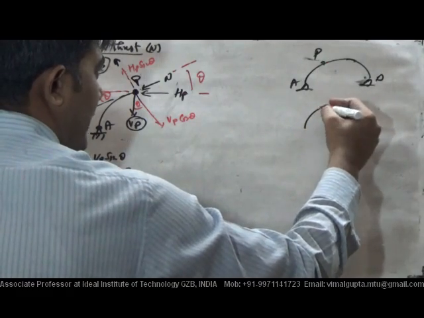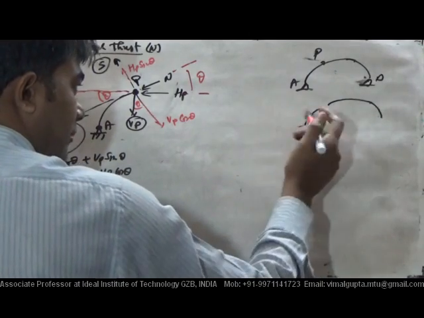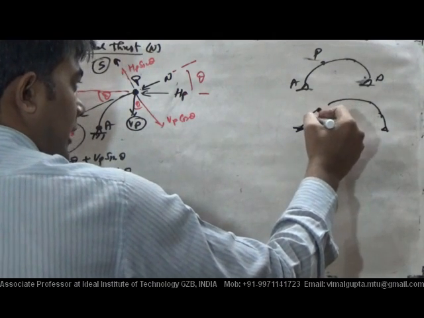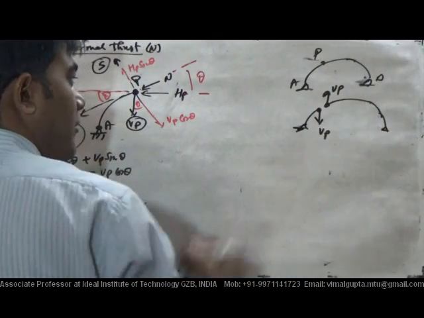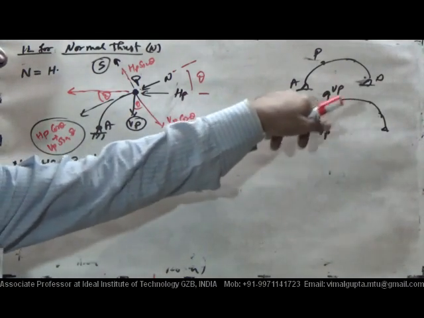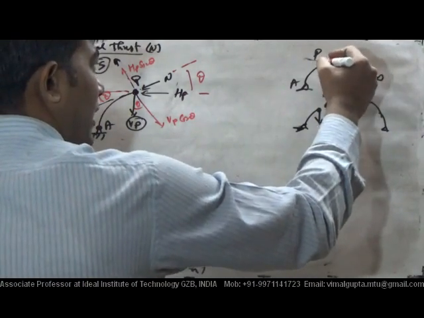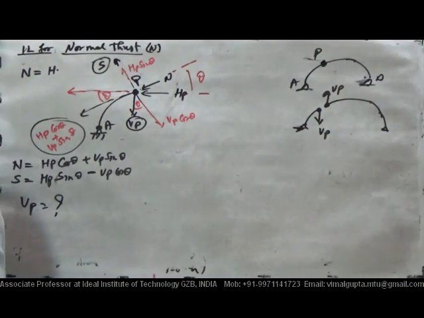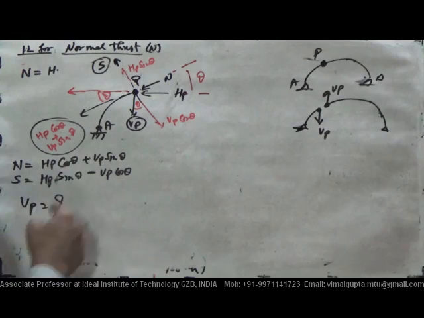So you have taken these two parts after making a cut. Here, if this is VP, then for this part VP will also be there. So which type of nature does it have at point P? It has the nature of shear. So if you want to plot the IL for n, then what will it be?